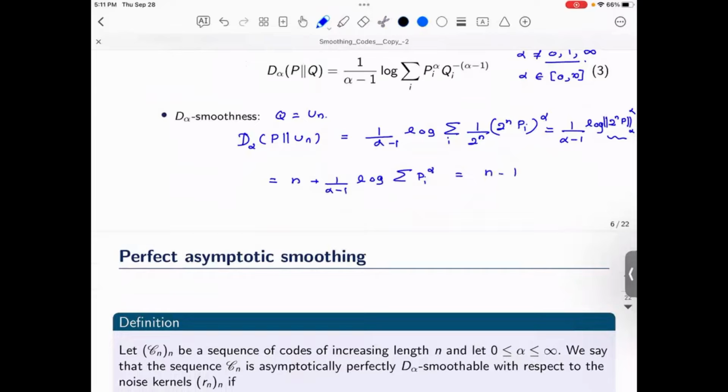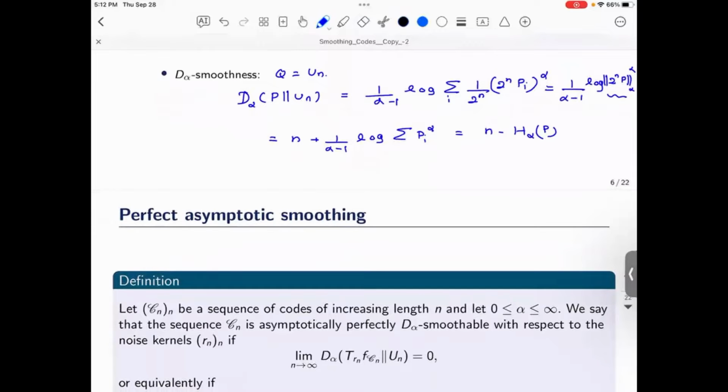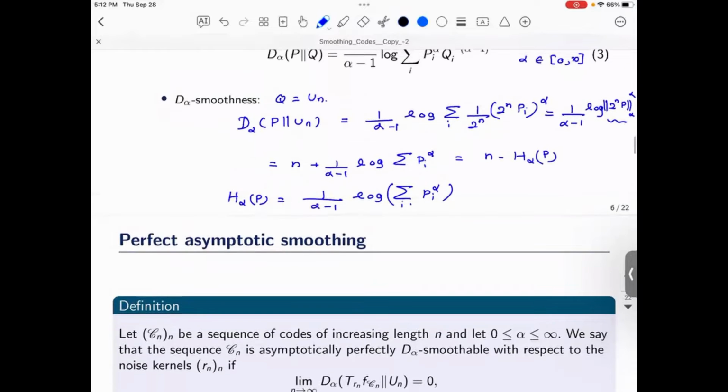That is n minus alpha entropy, alpha Rényi entropy, where this entropy is given by this. Okay, so with these definitions, now we are going to define our problem in a rigorous manner.